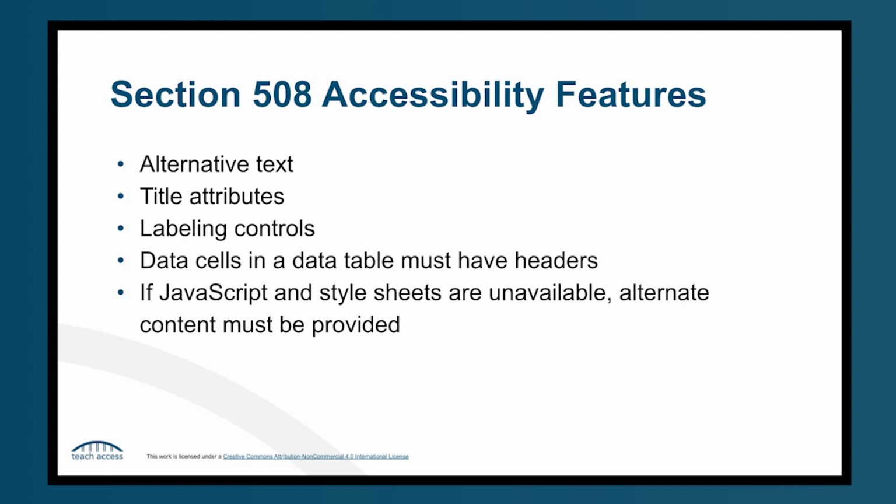Labeling controls are structural markups to indicate headings and lists to aid page comprehension. Labeling controls include text fields, checkboxes, radio buttons, and drop-down menus. Data cells and data tables must have headers. If JavaScript and style sheets are unavailable, alternative content must be provided where necessary to ensure a usable experience.